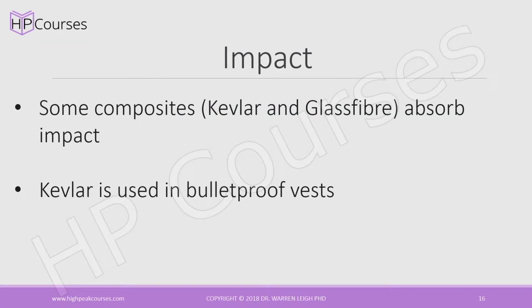Slide 16. Kevlar, in particular, and glass fibre have very good qualities of impact absorption. This is defined by their strain energy absorption characteristics. Kevlar, in particular, is used in bulletproof vests. Kevlar is also used in jet engines around the periphery of the fan blades to act as a containment wrap in case of fan blade off conditions.